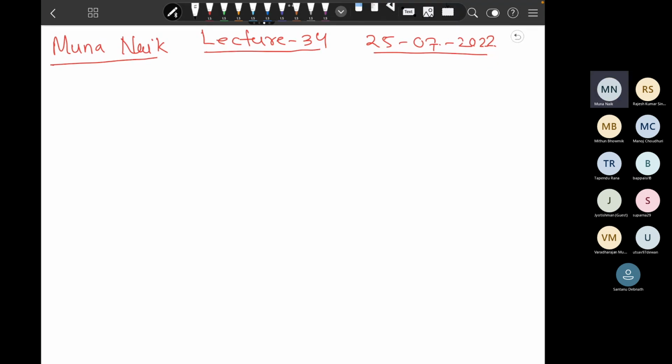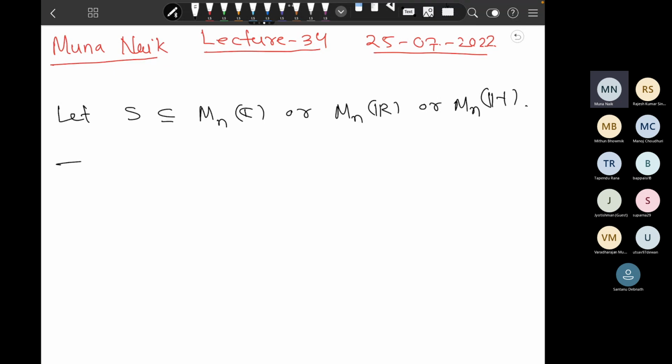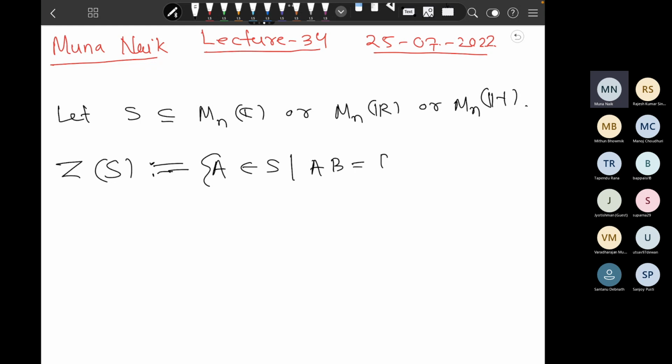So let us pose the problem in a much more general setup. Let S be a subset of M_n(C) or M_n(R) or M_n(H), where H is the set of all quaternions. I define Z(S) to be the set of all A belonging to S so that AB equals BA for all B belonging to S.